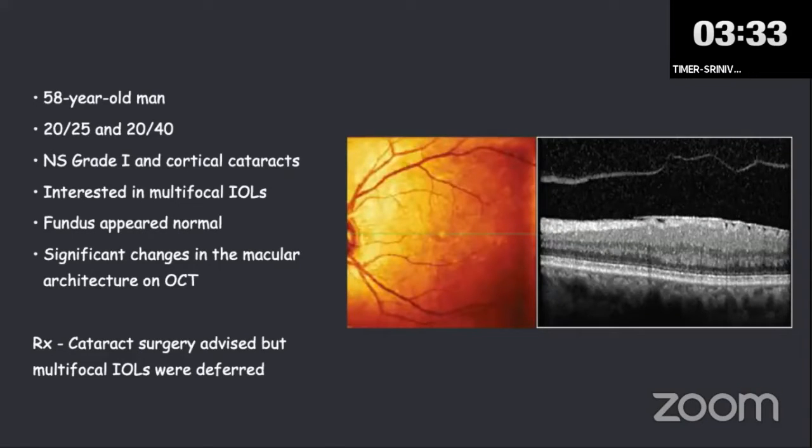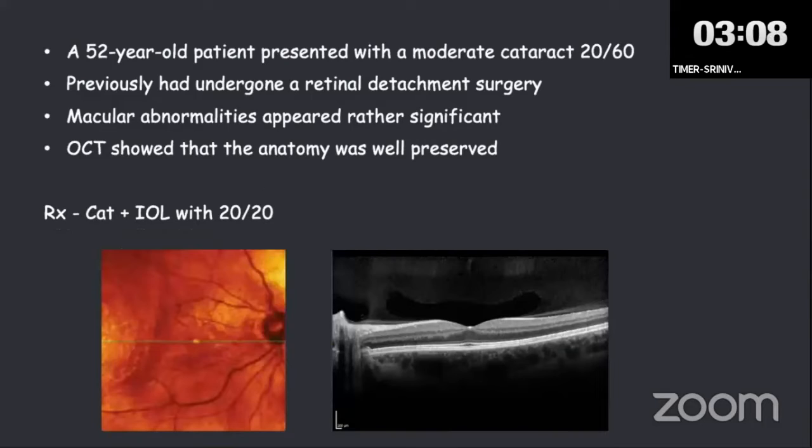So, a few clinical examples. There's a 58-year-old man with 20/25 and 20/40 vision. He had an NS grade 1 with cortical cataract. He was interested in multifocal IOLs. The fundus, as you see, the clinical picture looks pretty normal, but when we did the OCT, there was ERM with retinal thickening. So we advised the patient to undergo cataract surgery, but asked him not to opt for multifocal IOLs because the quality of vision may not be very good post-op. And this is another example of a 52-year-old patient who presented with moderate cataract.